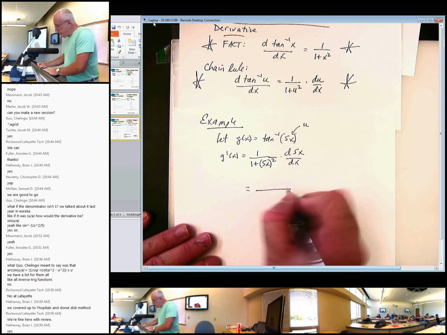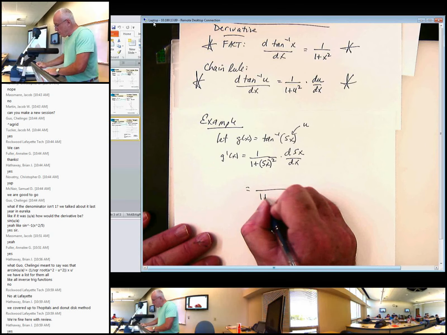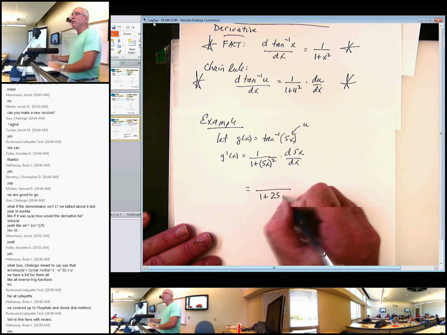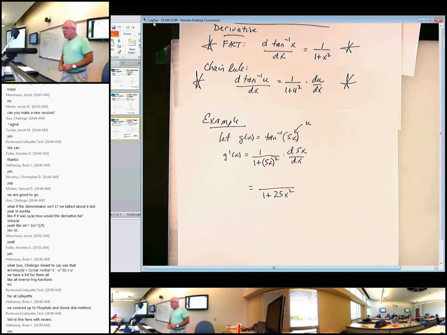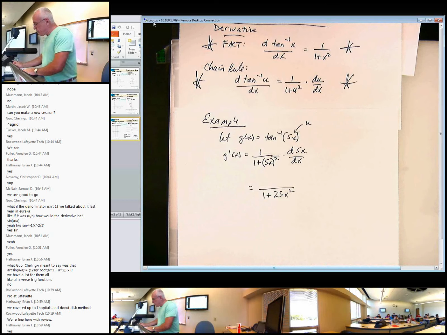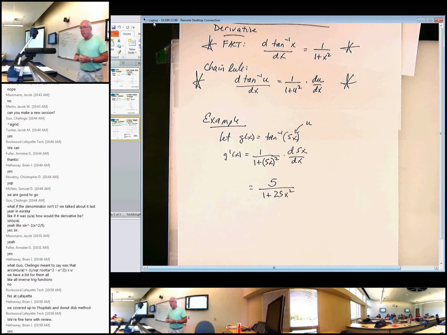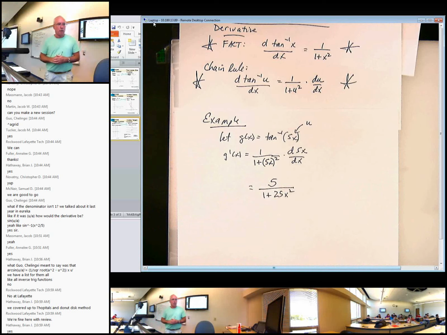The denominator here is going to be 1 plus, well, 5 squared is 25, x squared is x squared. So that's our denominator. And let's just put it all as one expression here. The derivative of 5x is 5. And that would be our answer there using the chain rule.